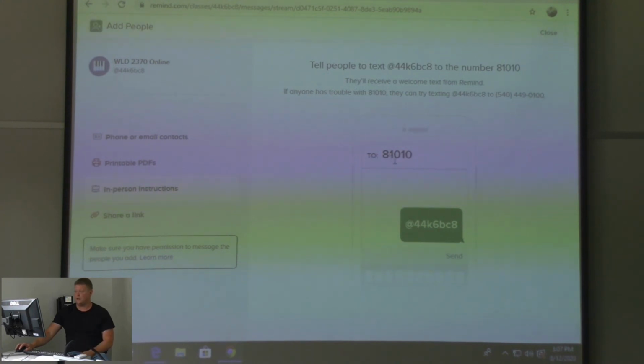The number is 81010. That's the number you're texting, and then this is the message right here. If you don't get this done now, that's fine. When you come take a test, I can show you how to do it in person. It's a very useful tool.